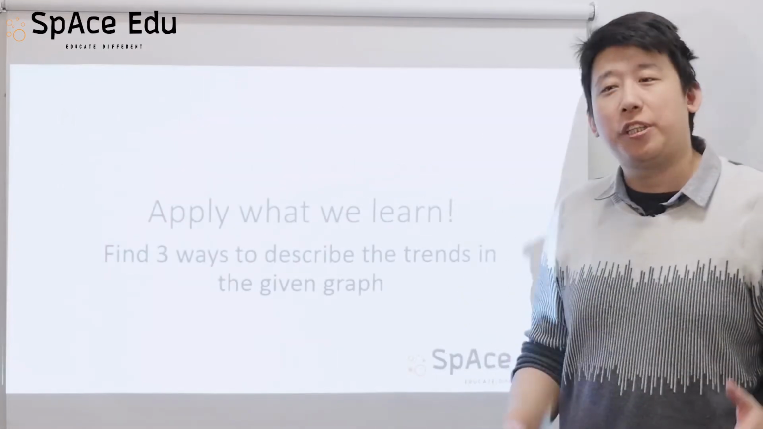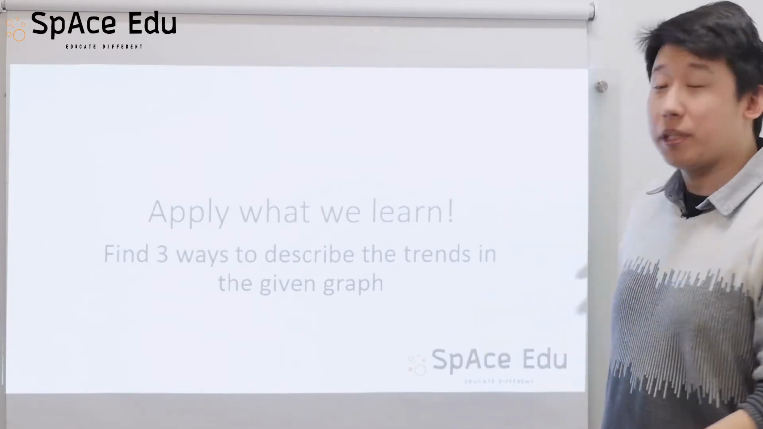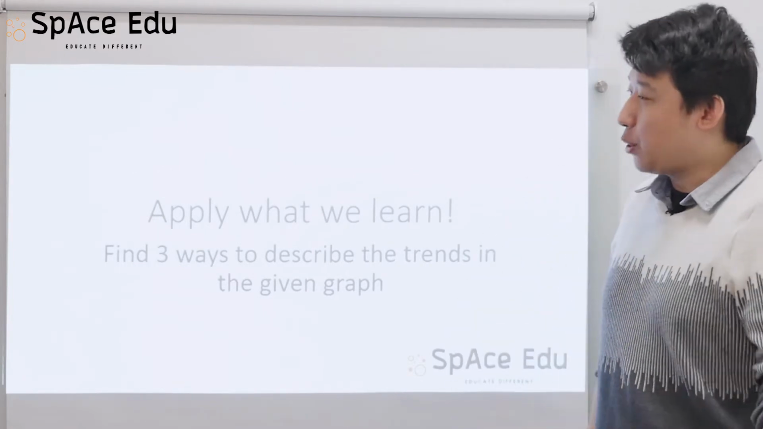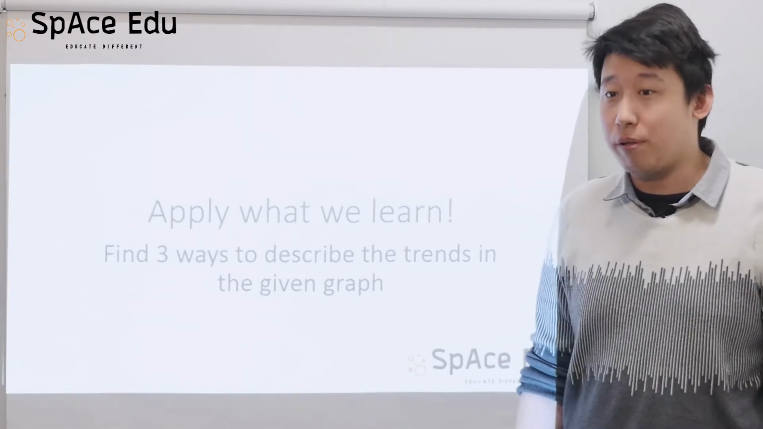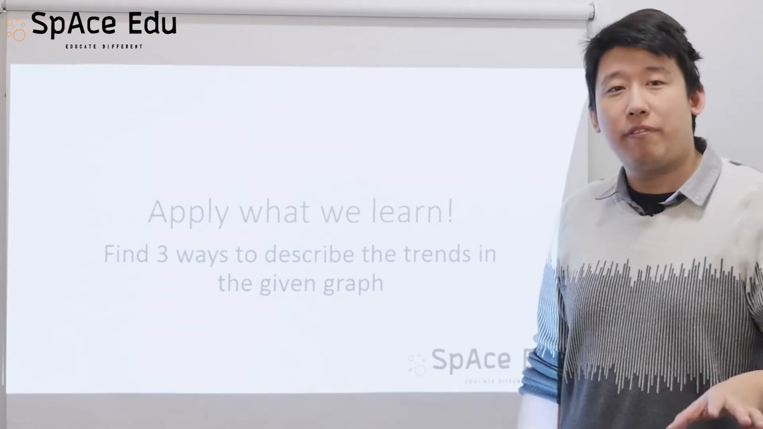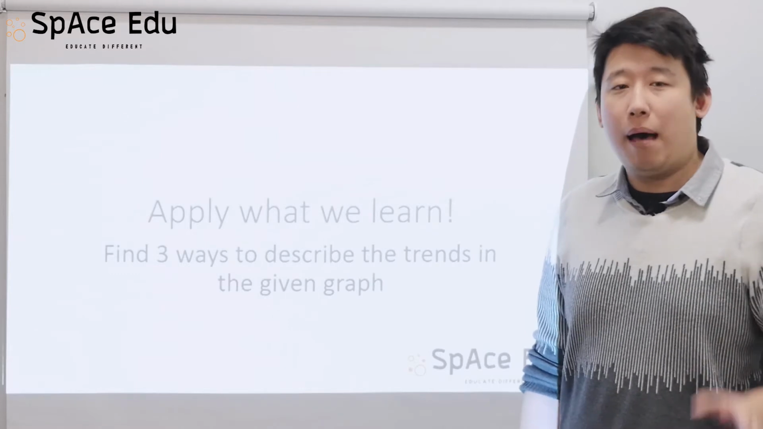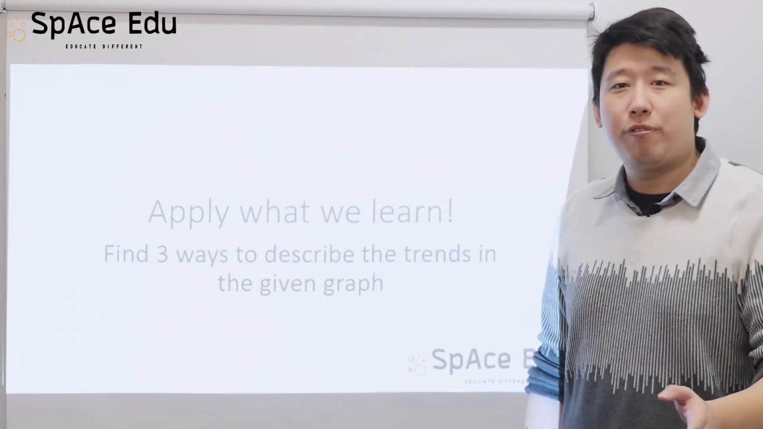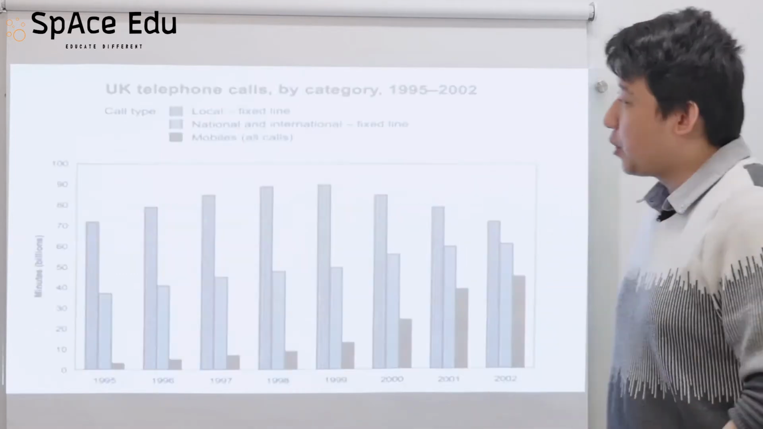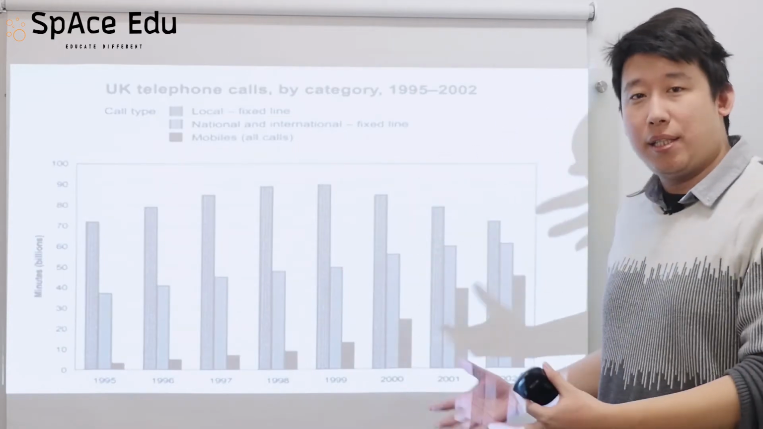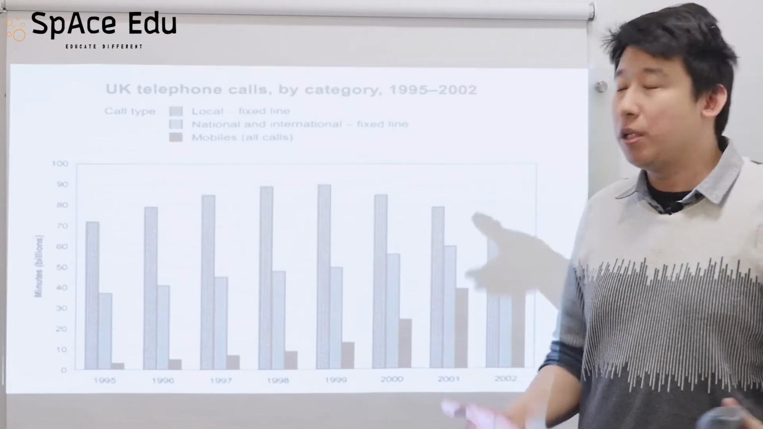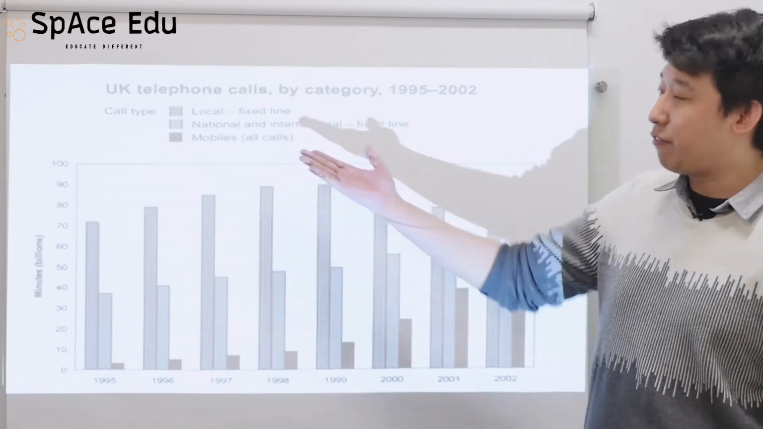Here's a challenge for you to apply what we just learned in today's video. Your task is to find 3 different ways to describe the trends in the given graph. Make sure to leave your answers down below in the comments, and I'm going to get back to you and give feedback to each one of you. Here's the chart. Make sure you read the data and understand the trends, and use what we have learned today to describe the different changes of the different items.